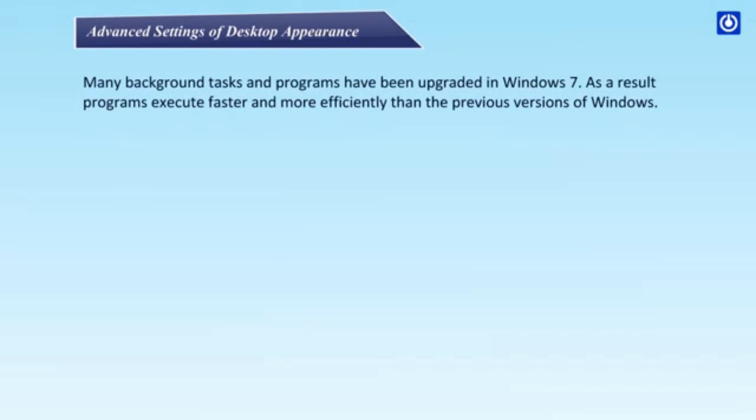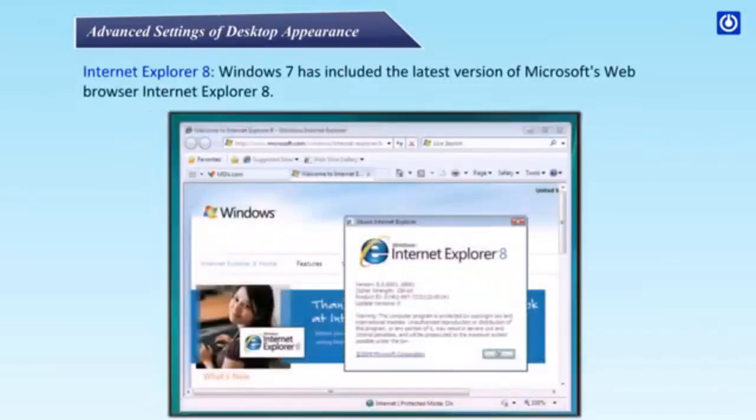What's new in Windows 7? Many background tasks and programs have been upgraded in Windows 7. As a result, programs execute faster and more efficiently than the previous versions of Windows. Internet Explorer 8. Windows 7 has included the latest version of Microsoft's web browser, Internet Explorer 8.